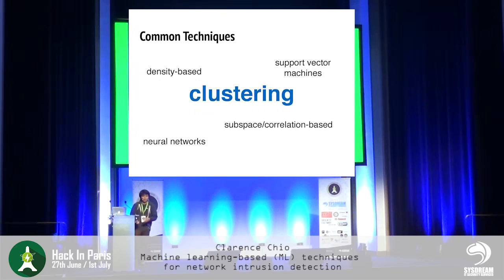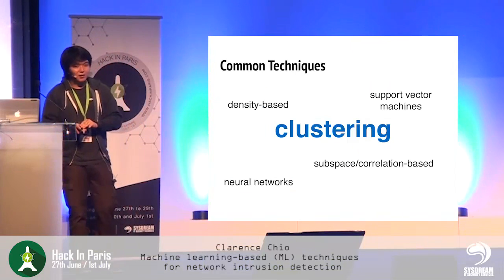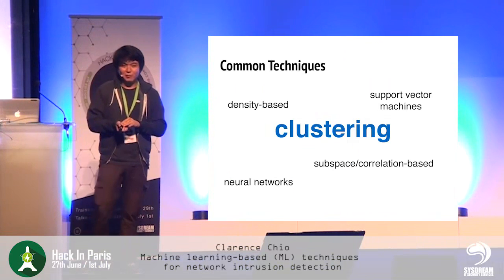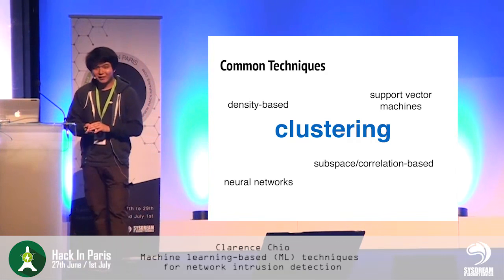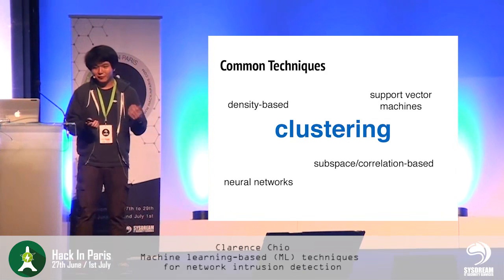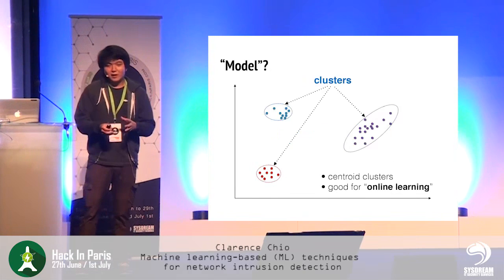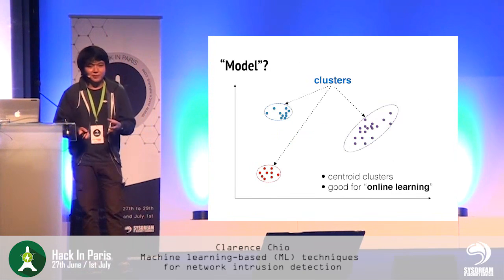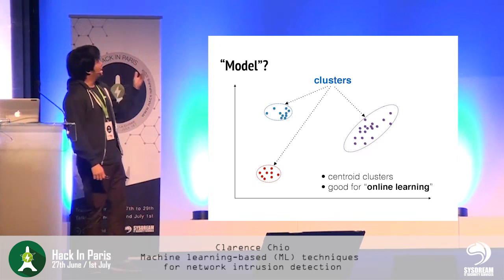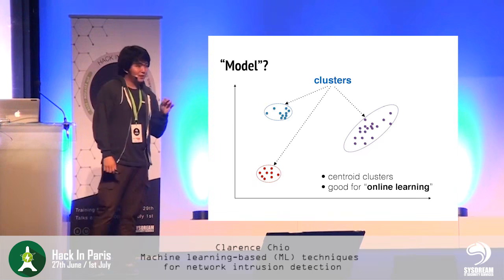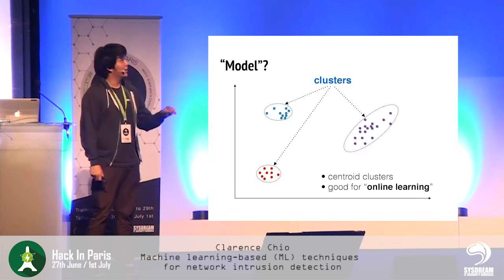So common techniques for learning and classification are density-based models. You can use support vector machines, neural networks, correlation-based, or clustering. All of these are very interesting models, but I won't be going into them because you can read about them in a textbook or online, or you can just take the Coursera machine learning course and everything will be covered. What I'll be focusing on today is clustering because it's the most visual, it's the easiest to explain and bring across.